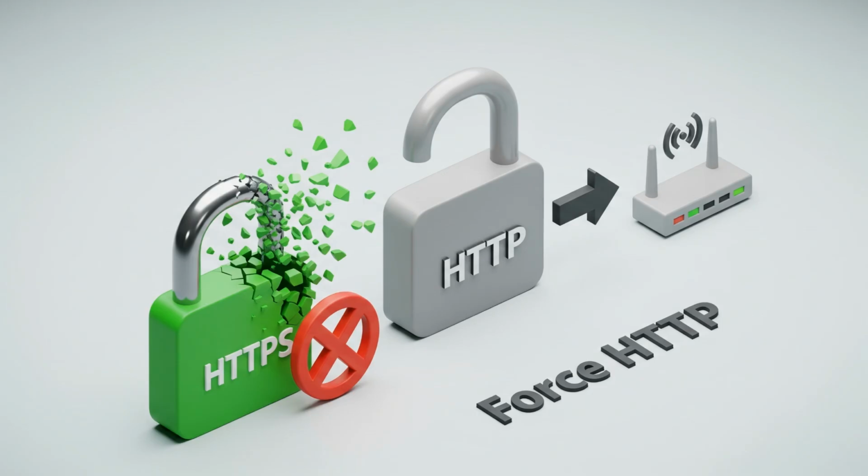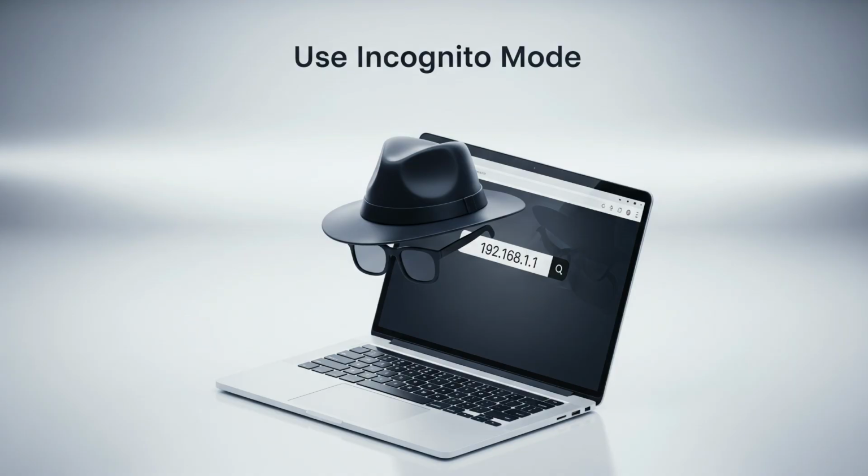Modern browsers often force secure HTTPS. If your router uses older HTTP, your browser might be blocking the connection. Try forcing HTTP in your browser's address bar. Your browser's cache might be recalling a broken version of the page. Open an incognito or private window and try the IP address again.